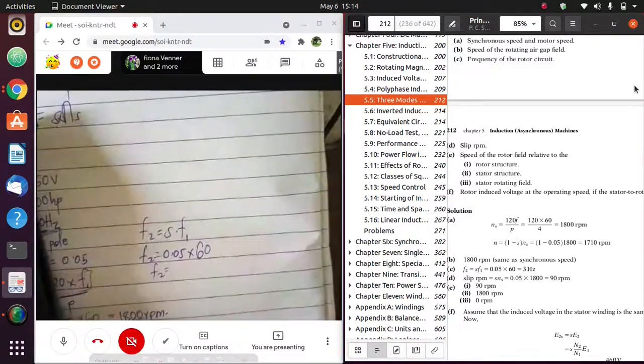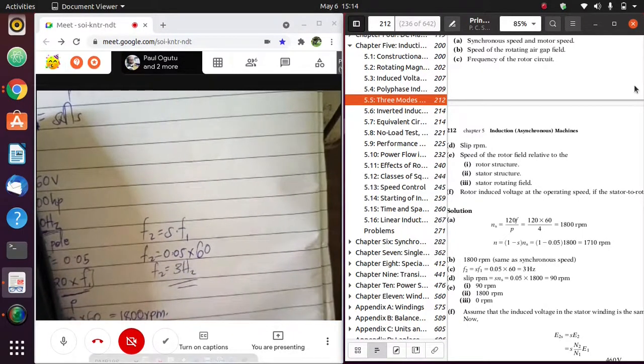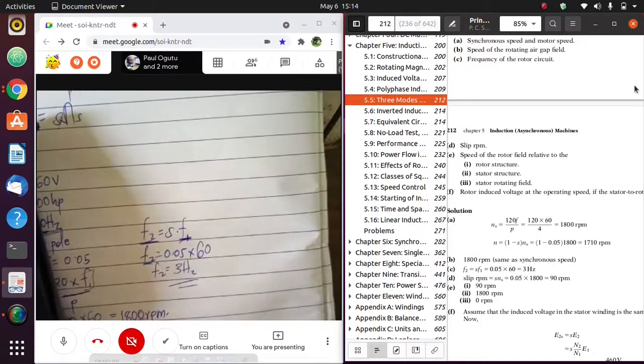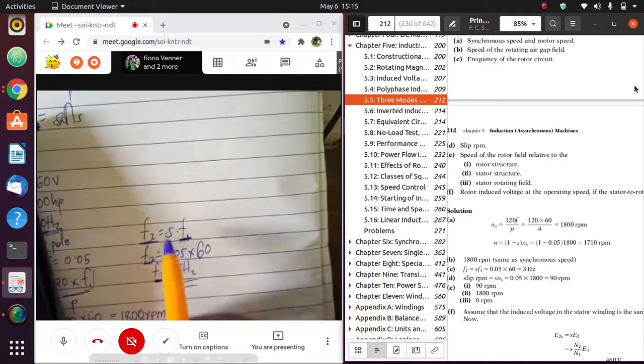5% of 60. 3 Hz. 3 hertz. Okay. When the rotor is rotating, this is known as slip frequency. But when it is standstill, the induced voltage in the rotor circuit will be at stator frequency. But when it is operational and the rotor is rotating, then the frequency will be the stator frequency times the slip.